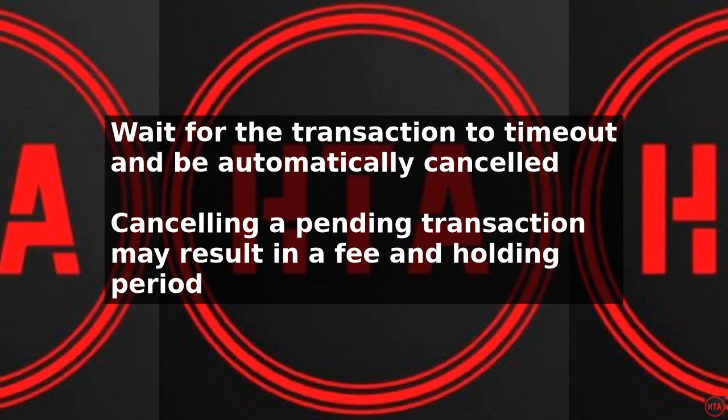In conclusion, canceling a pending Coinbase transaction can be a complex process, but it is not impossible. By following these steps and understanding the underlying concepts, you can increase your chances of successfully canceling a pending transaction. Remember to always prioritize caution and carefully review your transactions to avoid the need for cancellation in the first place.